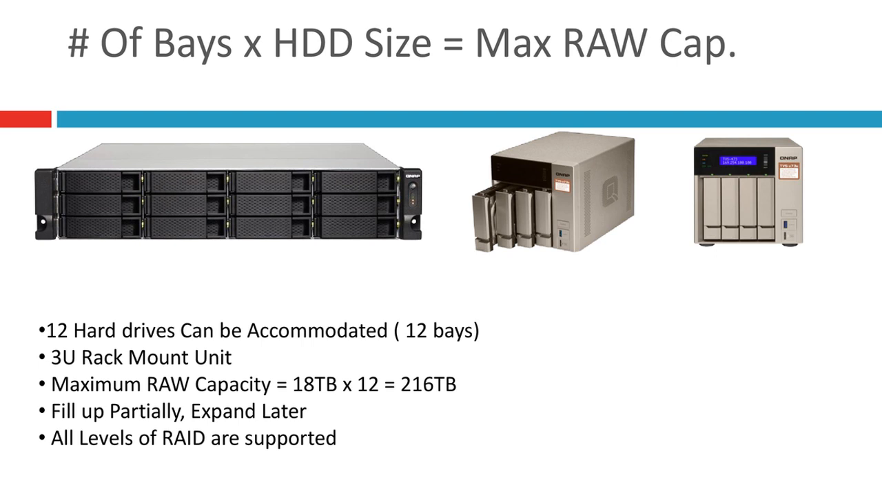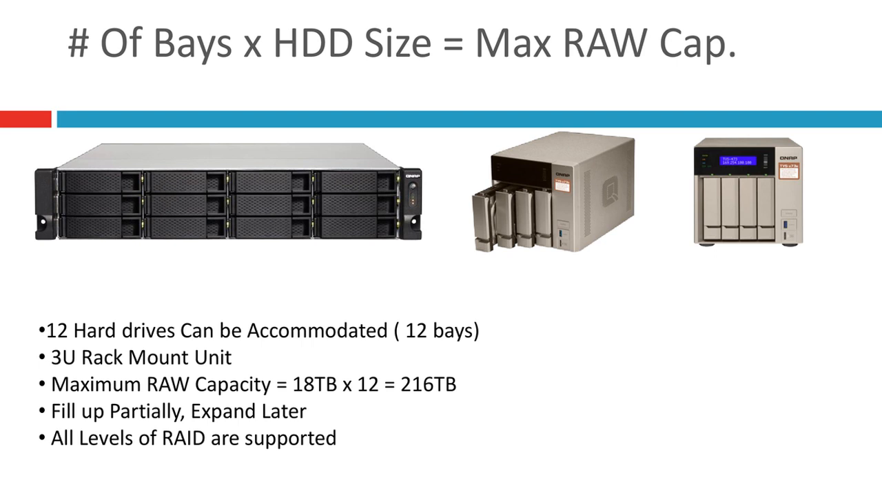If I take each hard drive as the biggest hard drive available today, which is 18 terabytes, then the raw capacity on this chassis would be 216 terabytes. So in a 3U server rack space, you are able to get 216 terabytes of raw storage. And in case you want to expand it, you can always expand it through the expansion units. So this is the very first thing when you look at a NAS and the hardware: the number of bays and the size of the hard drive that you're going to use to arrive at the maximum raw capacity.